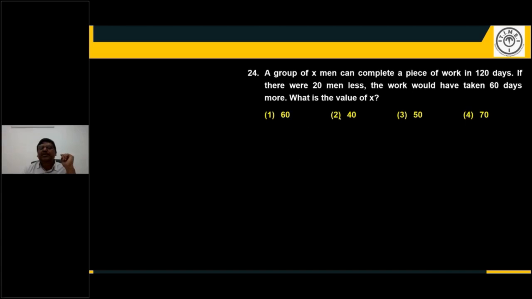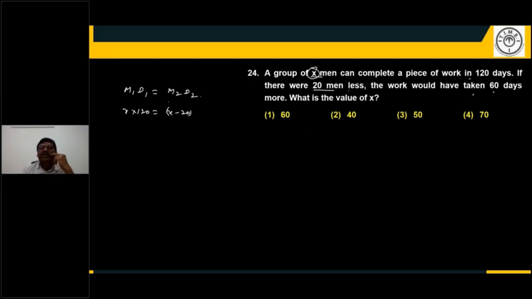Again, this is also the same thing, please. Students, you know, M1 D1, I told you some time back, equals M2 D2. A group of X men complete a work in 120 days, so X into 120. M2 is what? If there were 20 men less, originally I'm taking X men, now 20 men less means X minus 20.